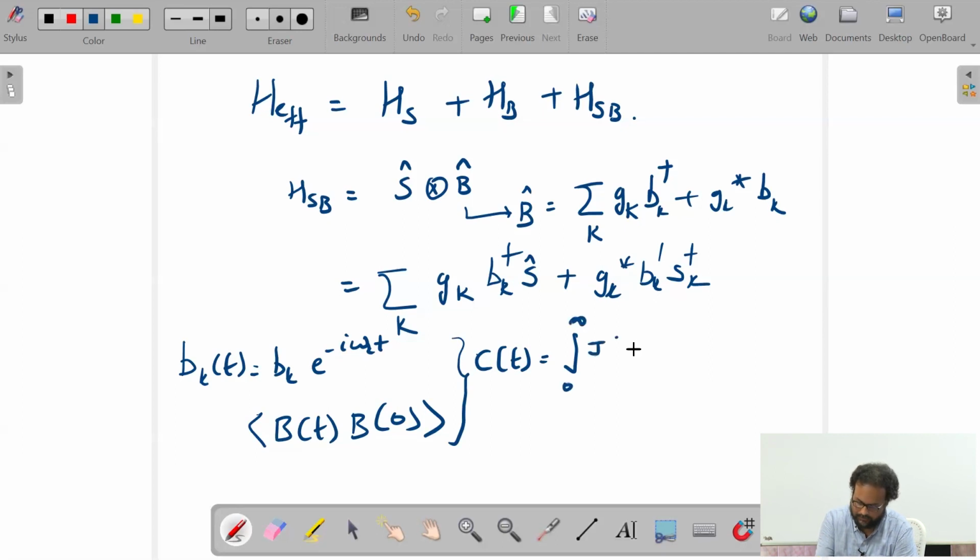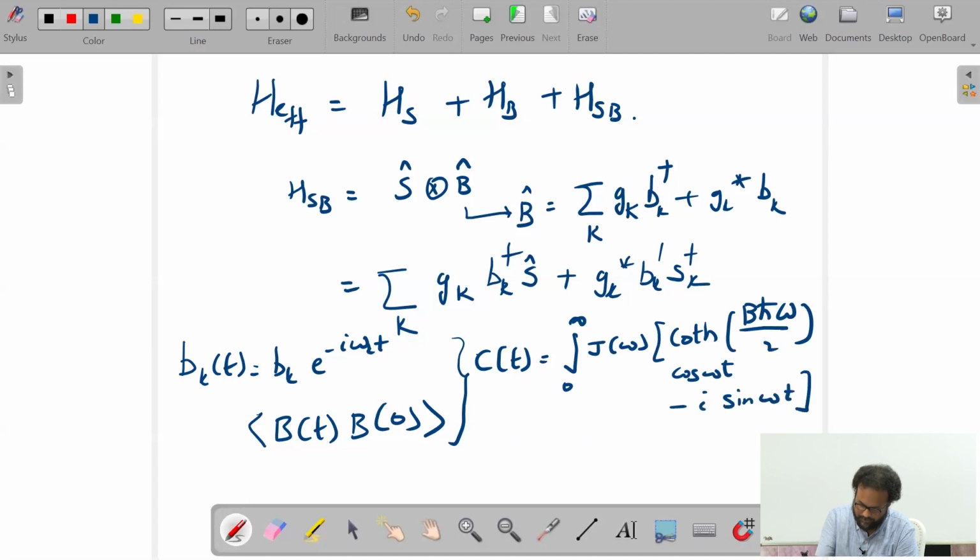J of omega, of a complex looking equation, but bear with me. It's not totally inconceivable. Minus i sine omega t, where your J here is what is called the spectral density of the bath. And that is the key here. It's the spectral density of the bath.